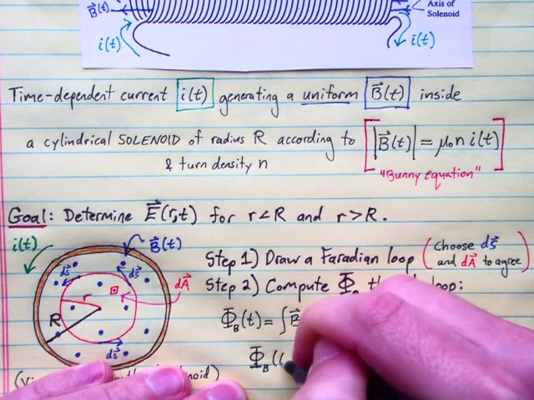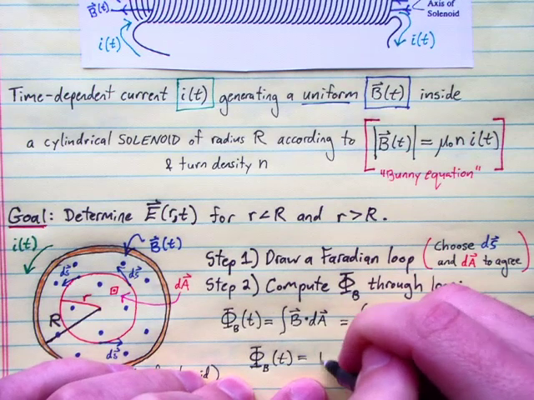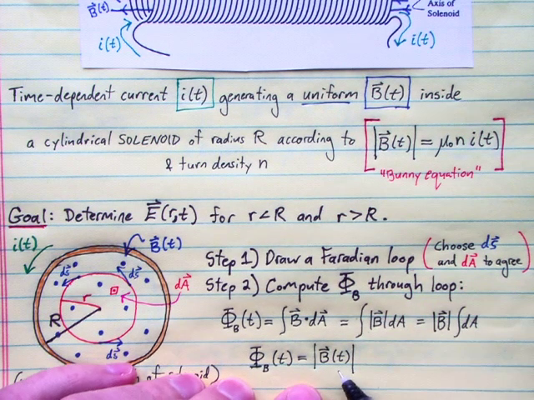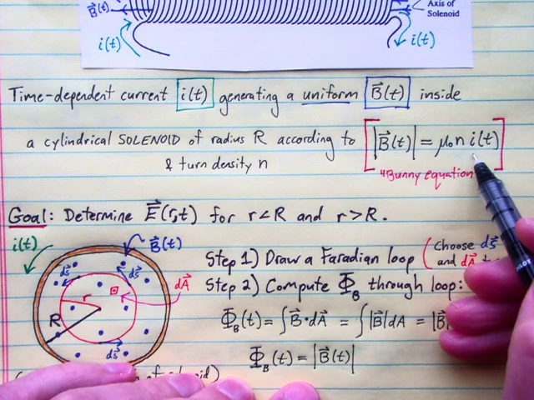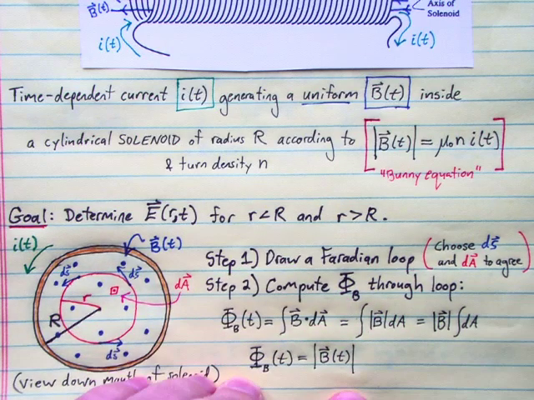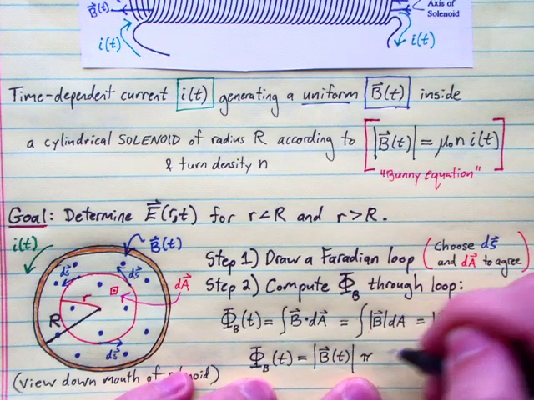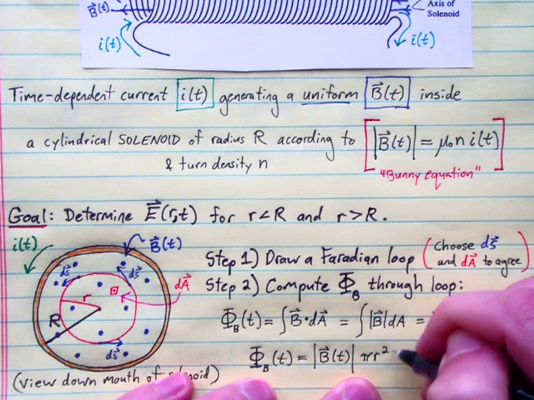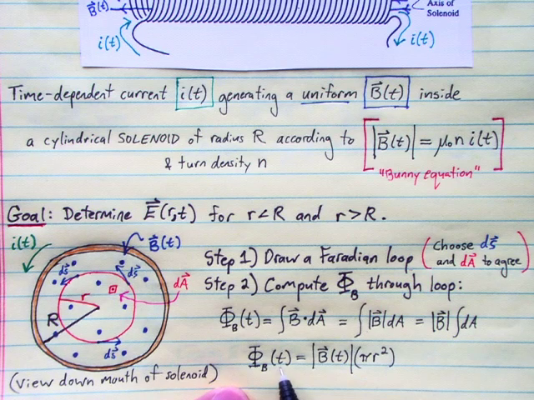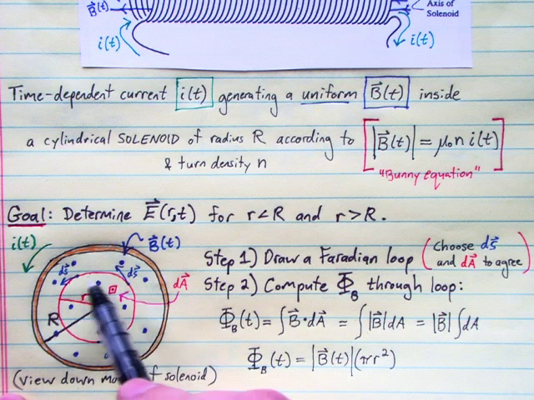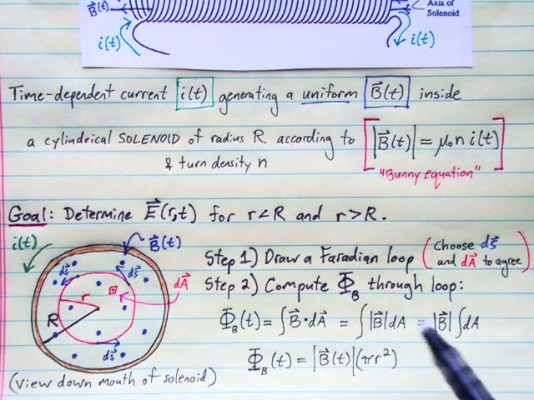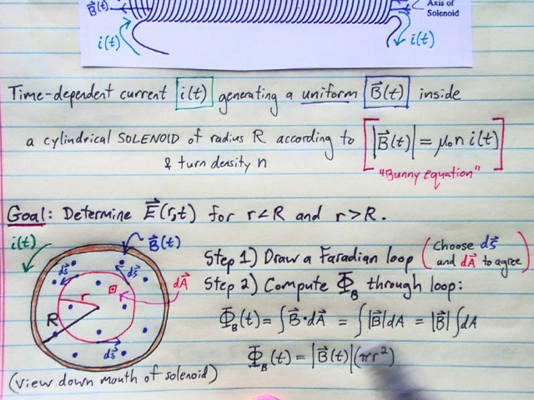So our flux as a function of time will be equal to the magnetic field strength, which we're expecting to be a function of time based on the Bunny equation up here, times the surface area of the open surface bounded by our closed loop, which will be just the area of that circle of radius little r, so pi times little r squared. That's the time-dependent magnetic flux through our surface bounded by this closed Faradian loop drawn in red. Okay, that was step 2. We've now got the flux through that surface as a function of time.